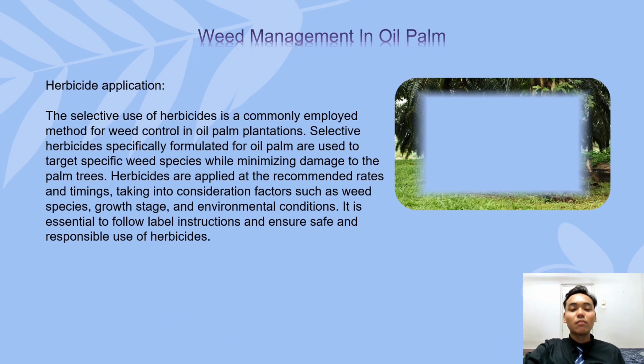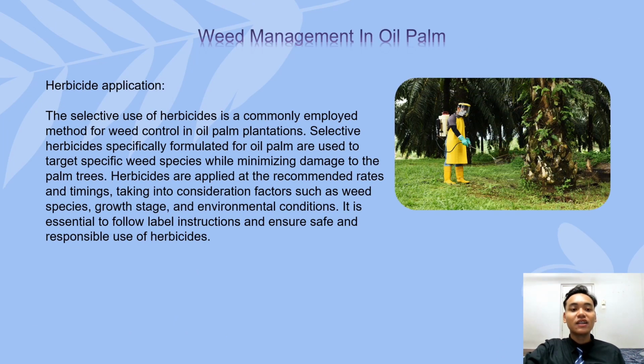Lastly, I talk about weed management in oil palm. So the first one is herbicide application. The selective use of herbicide is a commonly applied method for weed control in oil palm plantations. Selective herbicides specifically formulated for oil palm are used to target specific weed species while minimizing damage to the palm trees. Herbicides are applied at the recommended rate and timing, taking into consideration factors such as weed species, growth stage, and environmental conditions. It is essential to follow label instructions and ensure safe and responsible use of herbicides.